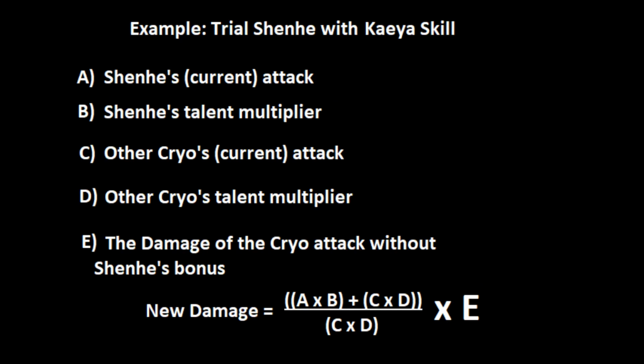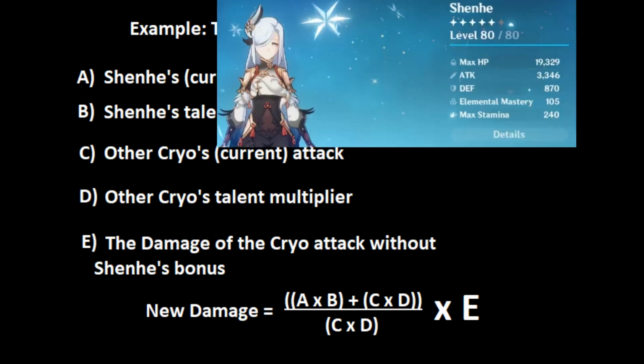Alright, the first example we're going to do is going to use the Shenhe from the trial stage. So if you want, you can go ahead and do this for yourself, confirm all the numbers yourself. The first number we need is Shenhe's current attack, and because Shenhe has the Calamity Queller in the trial stage, we're going to need to wait 6 seconds after someone else switches in so that she can get max stacks. Once we do get her to max stacks, we can see that her attack is 3346.